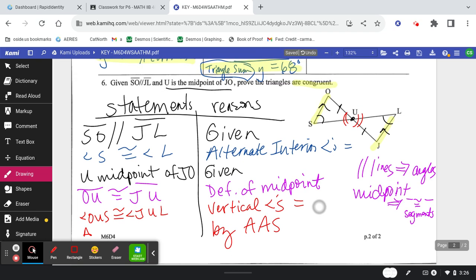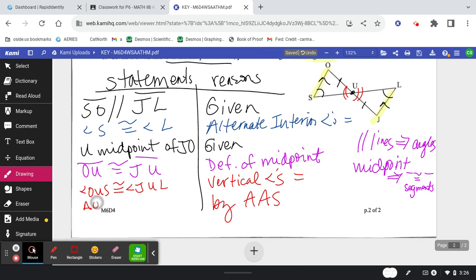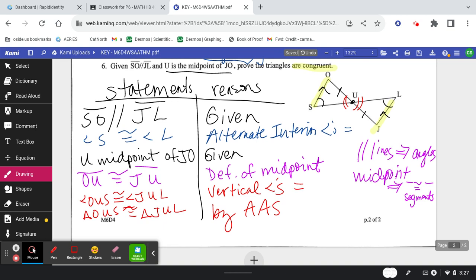And let's see what it said up here in the proof. It just says prove the triangles are congruent. So you can do any letter order. Triangle OUS is congruent to triangle JUL by AAS. So we're just trying to prove the triangles are congruent. There's no additional steps by CPCTC or anything. It is just done. How'd you do? This is going to be on your upcoming test still, the Module 5 proofs on congruency.